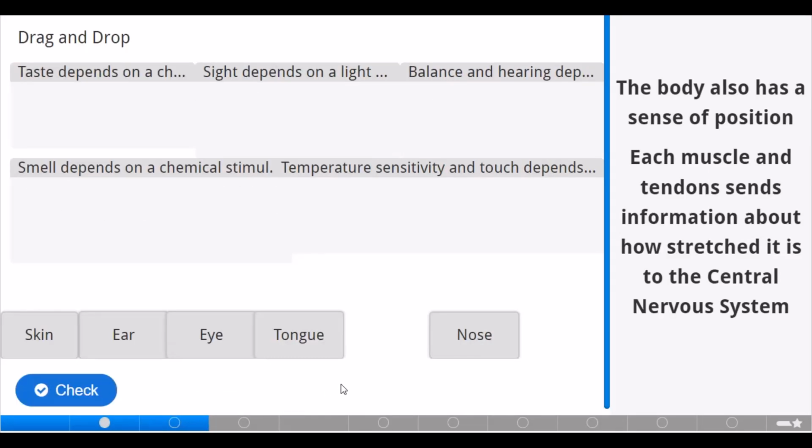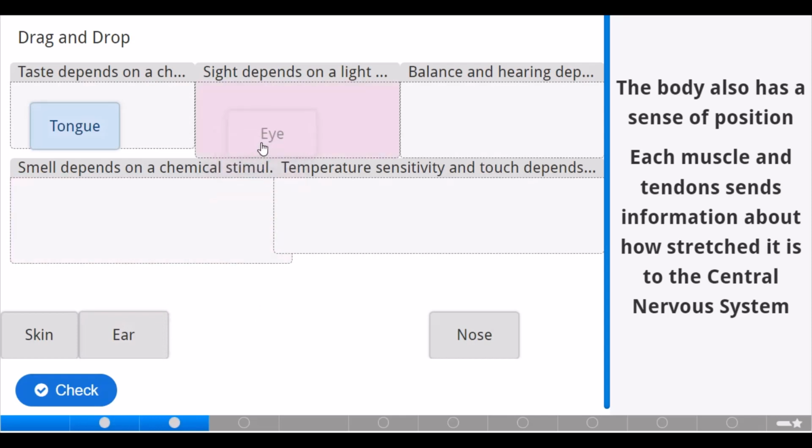Moving to the next slide, I've prepared a quiz for us to solve, or say a puzzle for us to solve. I have listed out the types of sense organs that we have and where to match them with their function. So here I have taste depends on chemical, that'll be the tongue. And then I have sight depends on light stimulation, that'll be the eye.